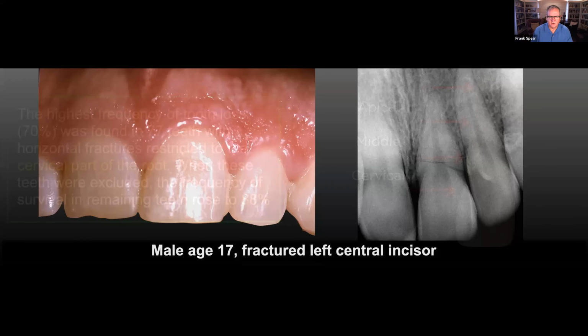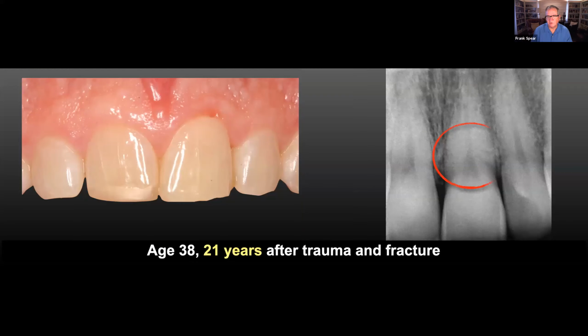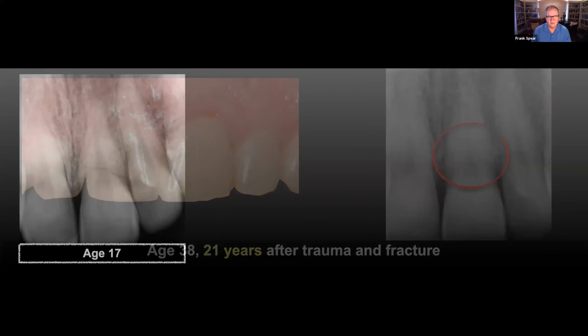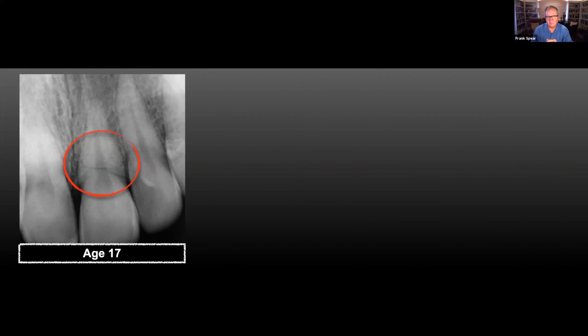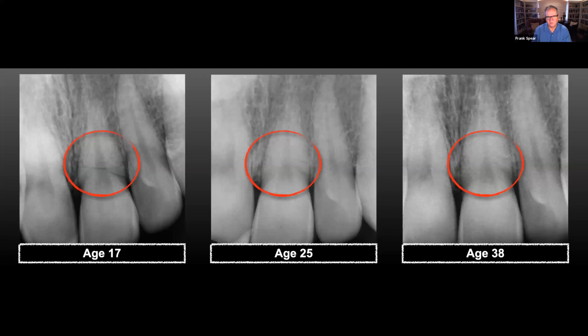Okay, so here's our young guy at age 17, splinted with some wire and composite. Here he is at age 25, no treatment other than wire and composite. Here he is at 38, 21 years later. And what Andreassen talks about is getting a fibrous union between the coronal fragment and the apical fragment. And you can see, if we look at these radiographs over time, that line where the fracture is virtually starts to disappear, as though those two segments become one again by some kind of union.